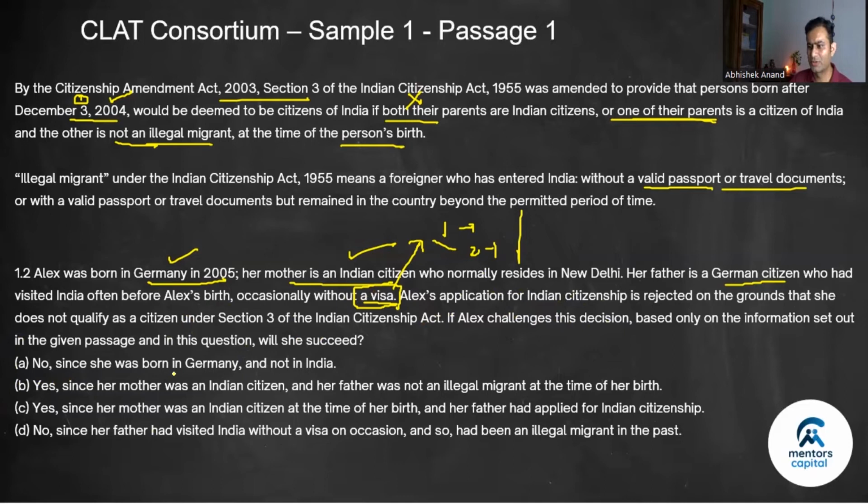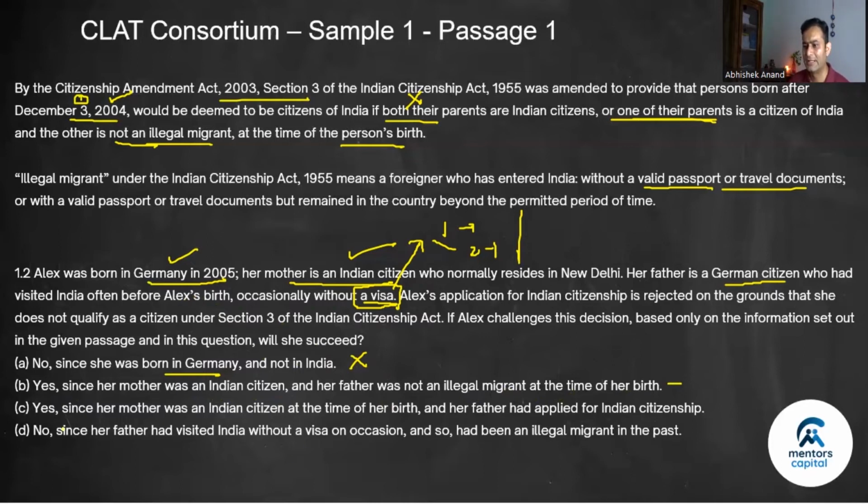No, since she was not born in Germany and not in India. That is not the case, guys. The person could have been born anywhere, but after 2003. So this cannot be the rationale for not allowing her to be a citizen. Yes, since her mother was an Indian citizen and her father was not an illegal migrant at the time of birth. We don't know. No information is given to us at the time of Alex's birth. So I'll keep it for a while.